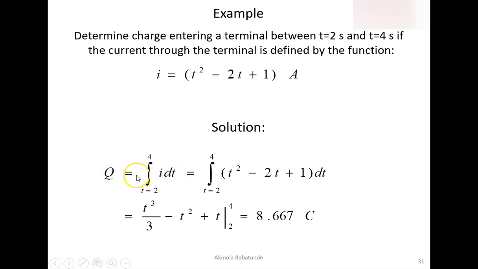That will give us charge equal to the integral of I dt from t1 to t2. So t1 is 2, t2 is 4. So we have the integral from t equals 2 to 4 of I dt. Our I is t squared minus 2t plus 1. What you need to do is just insert that into the integral and then you integrate.